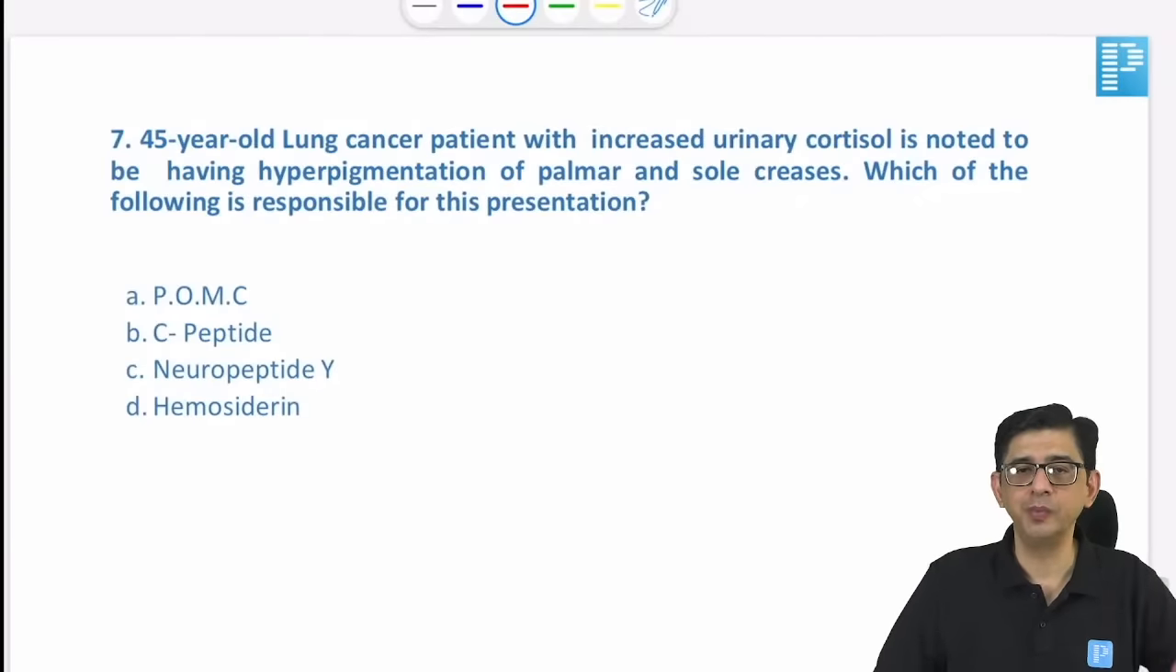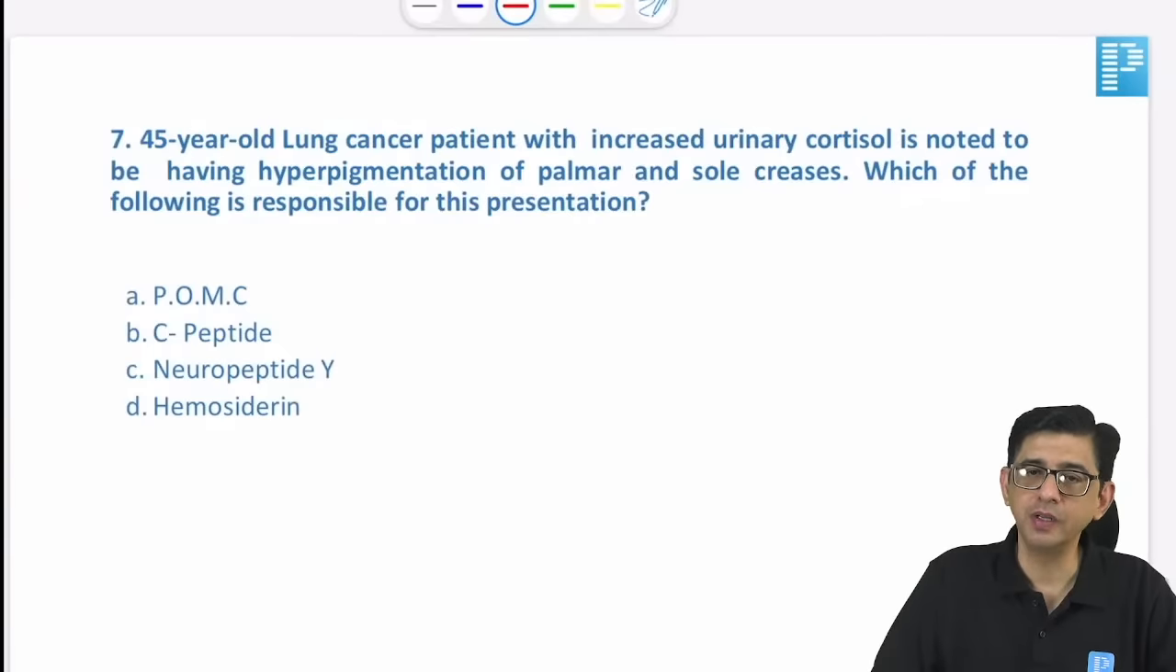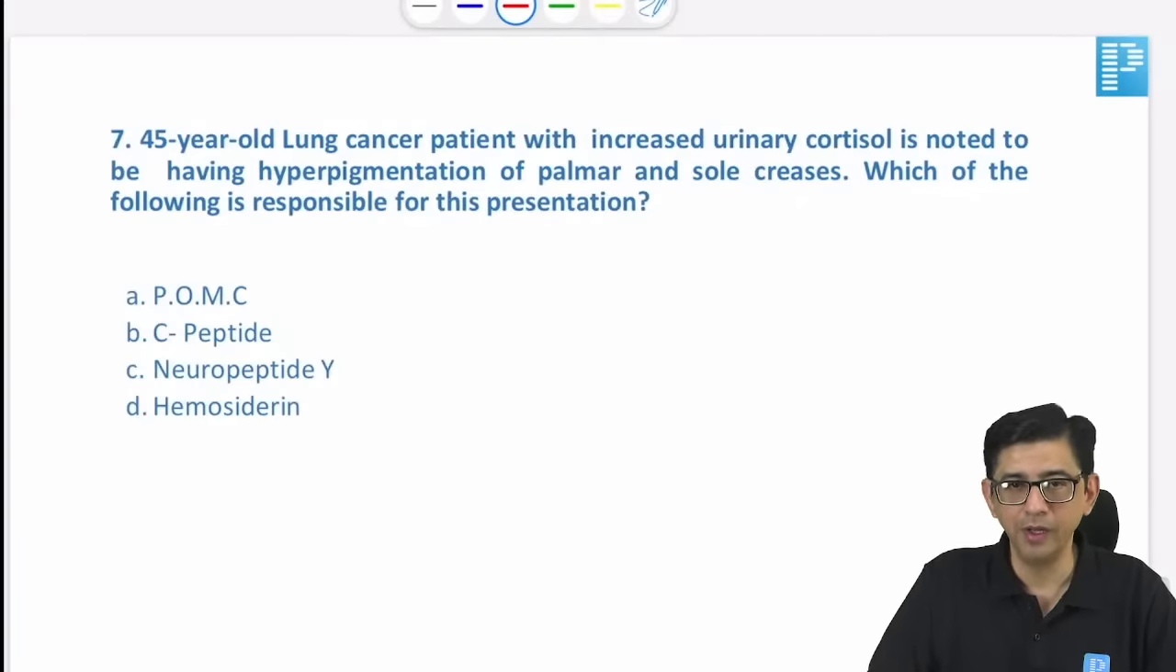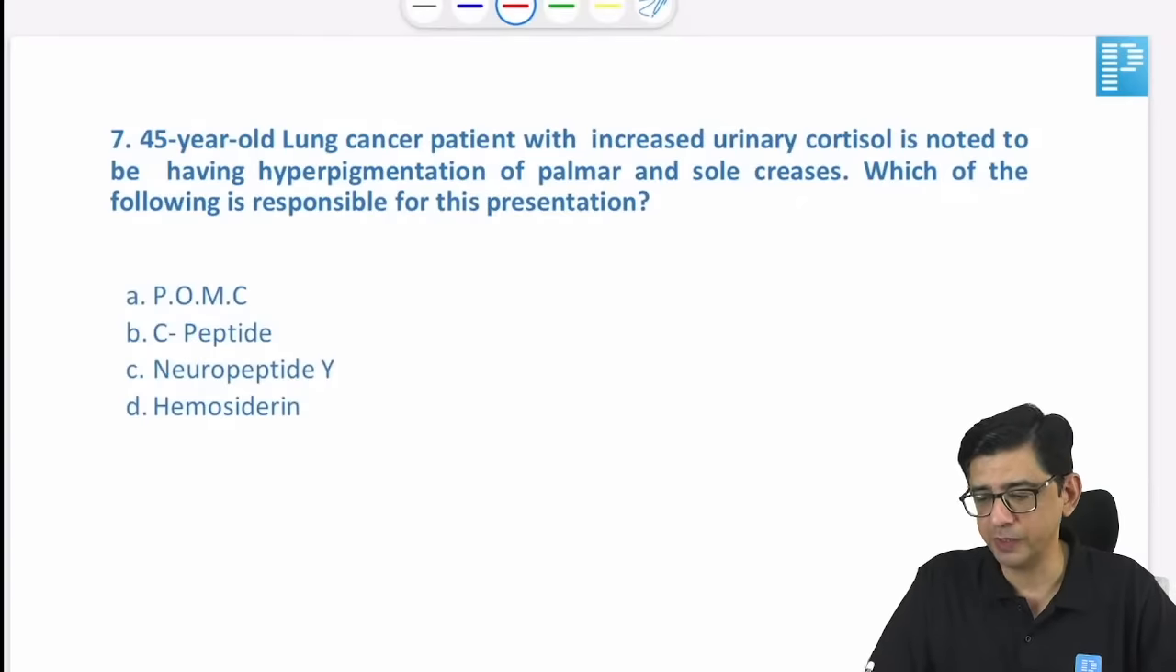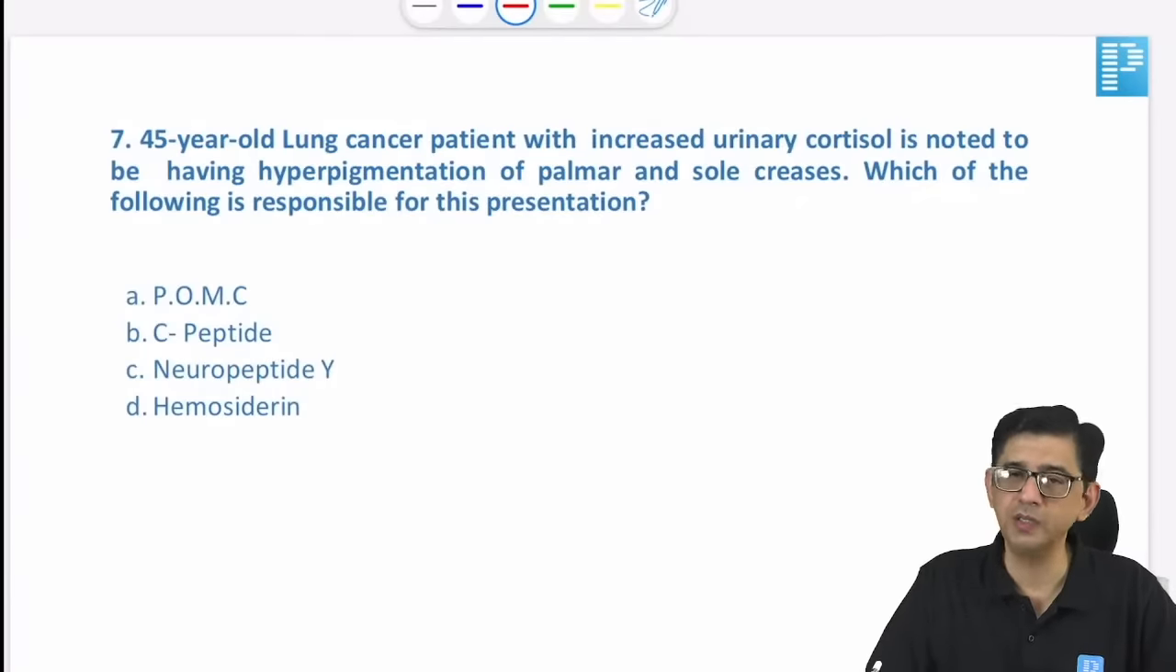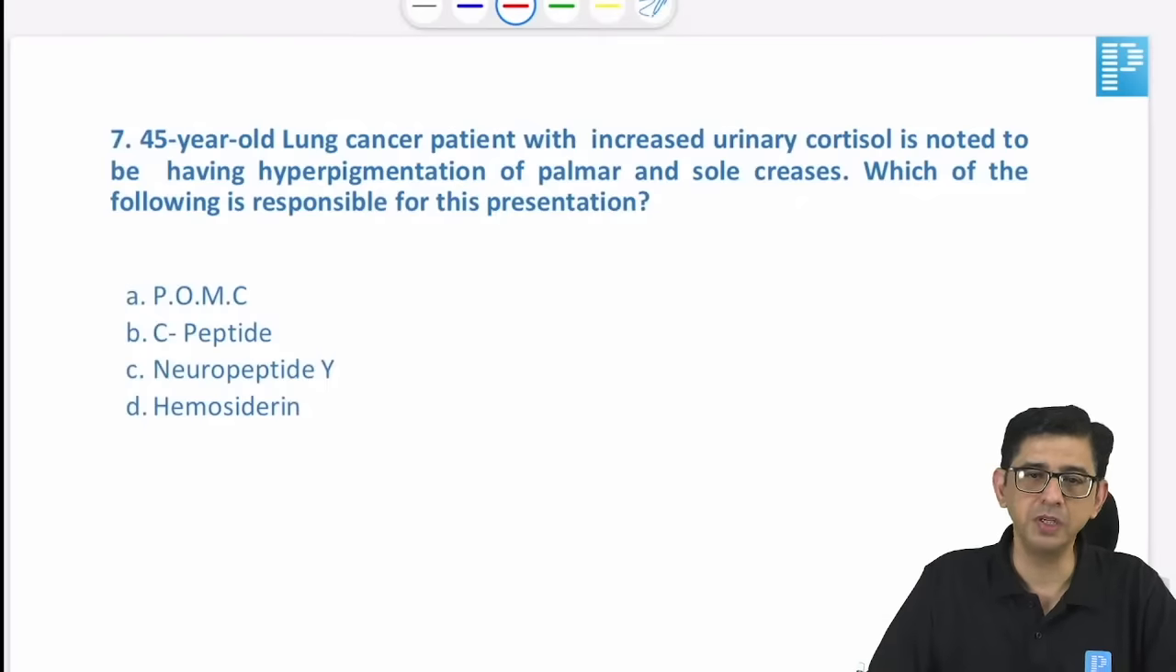Empirical is when the culture report has not come, and definitive is when the culture report has come. If the culture report itself says MRSA detected, VRSA detected, then based on culture sensitivity, we'll add antibiotics in the patient. If the person has already had a hospitalization, then I'll add vancomycin straight away. Empirical basically means when the patient comes initially, what will we do? And definitive is based on the culture sensitivity reports.